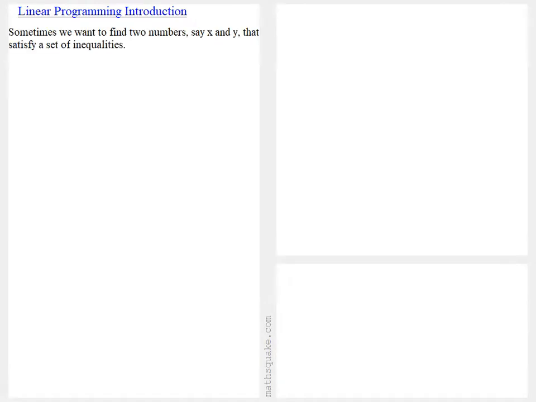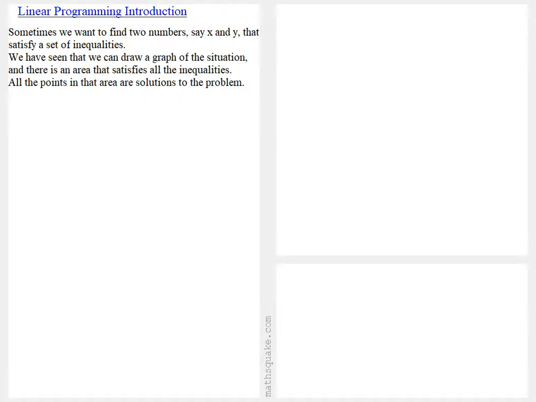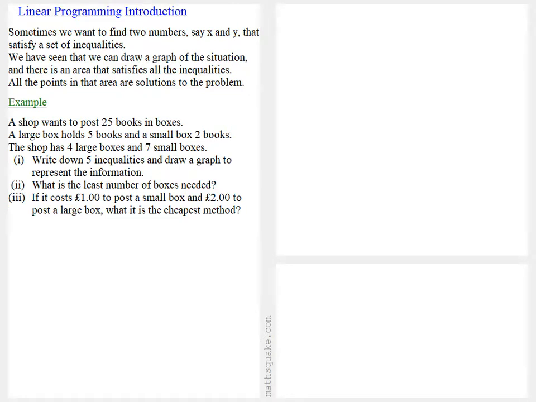Sometimes we want to find two numbers, let's say x and y, that satisfy a set of inequalities. We've seen that if we have a set of inequalities, we can draw a graph of the situation, and there's an area that satisfies all the inequalities. That is, all the points in that area are solutions to the problem. Let's look at an example.